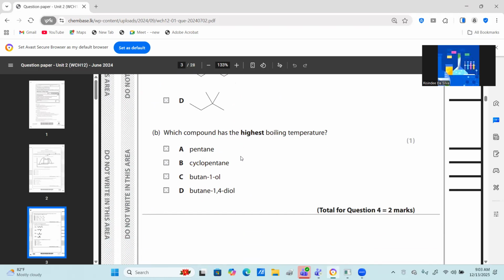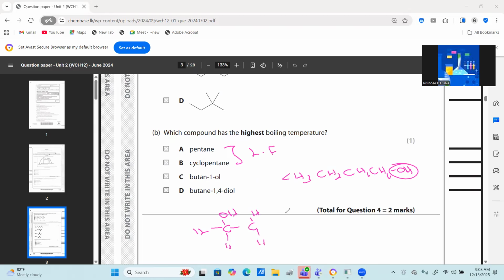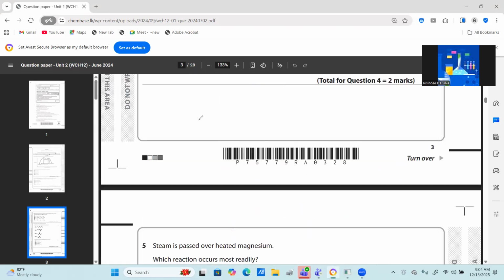Which compound has the highest boiling temperature? So when we have alkanes and alcohols, definitely we know alkanes have low boiling points because they have only London forces. We have butan-1-ol, which is CH3CH2CH2CH2OH. It has only one OH group. But butane-1,4-diol means it has 2 OH groups. So when you have 2 OH groups, it can form more hydrogen bonding. Therefore, more energy is needed to break those hydrogen bonds.